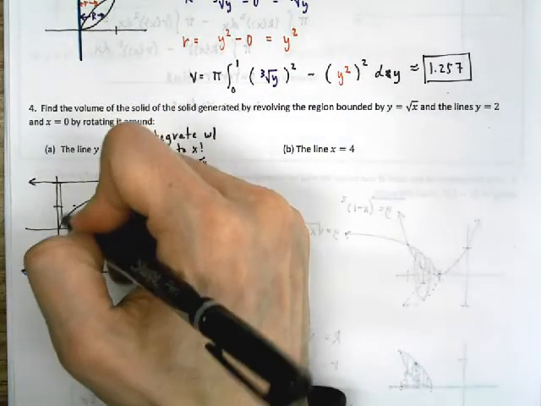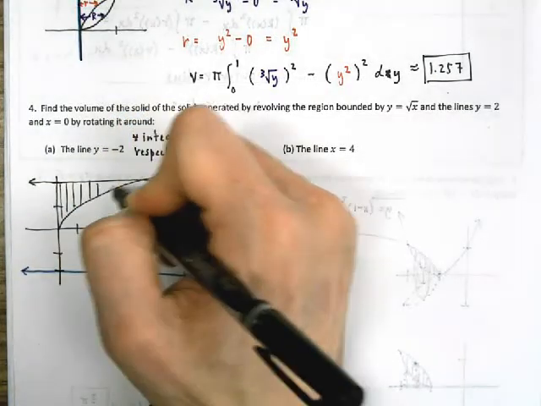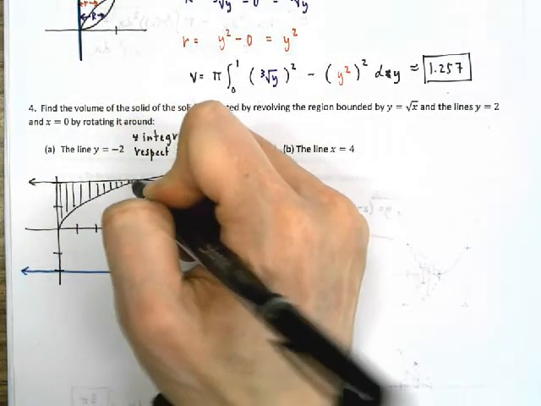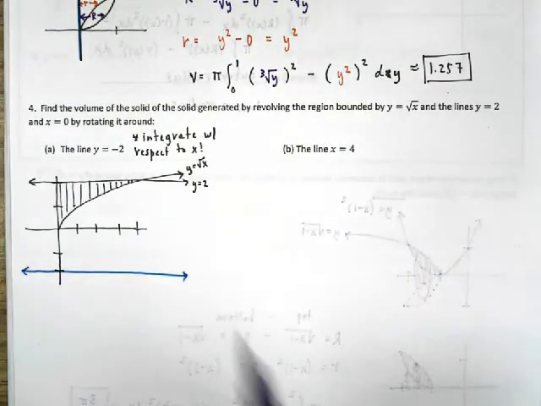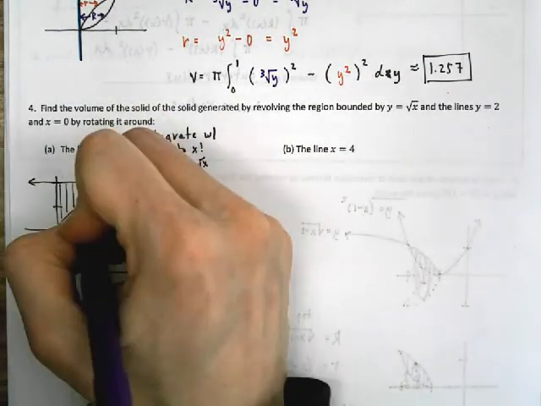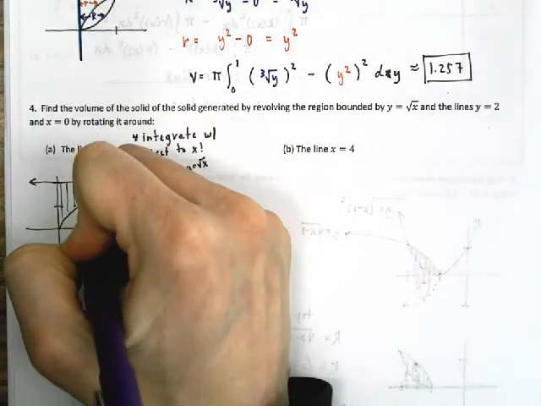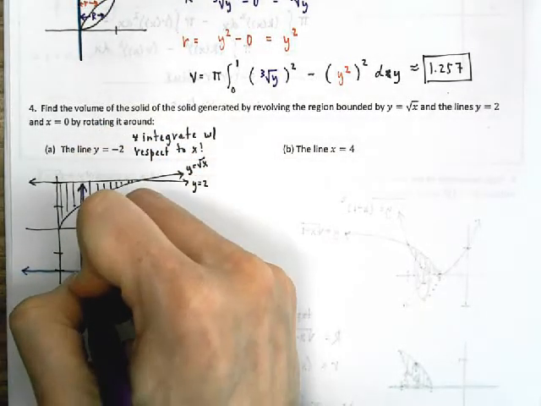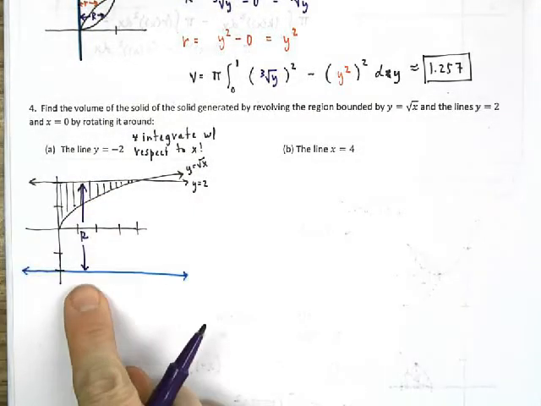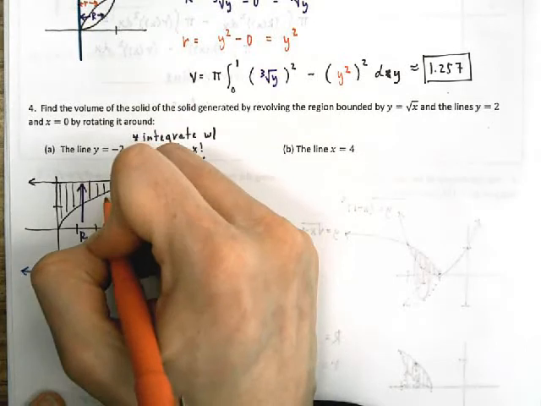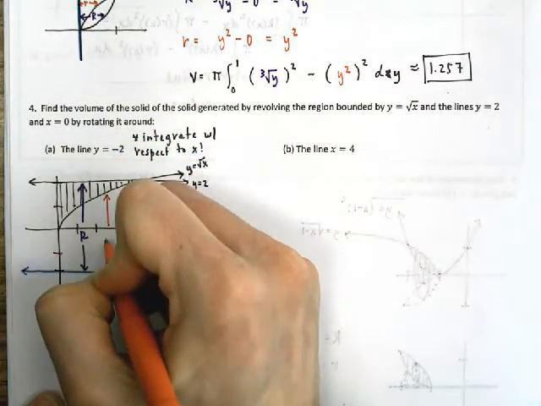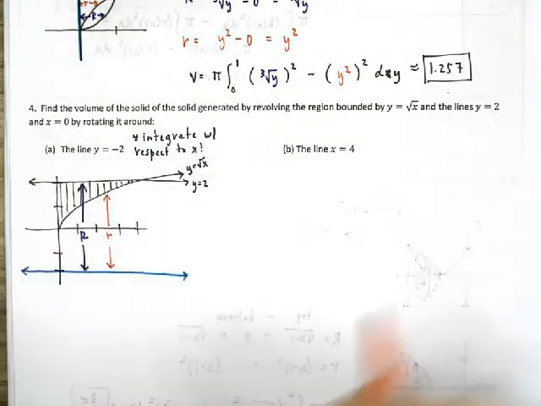Okay, so I'm really looking at top minus bottom. So now I just have to establish my big R and my little r. Well, we said if we're doing top minus bottom, my big R is the very top, and it goes all the way down to the line that I'm revolving around. My little r goes from this curve, and again, all the way down.